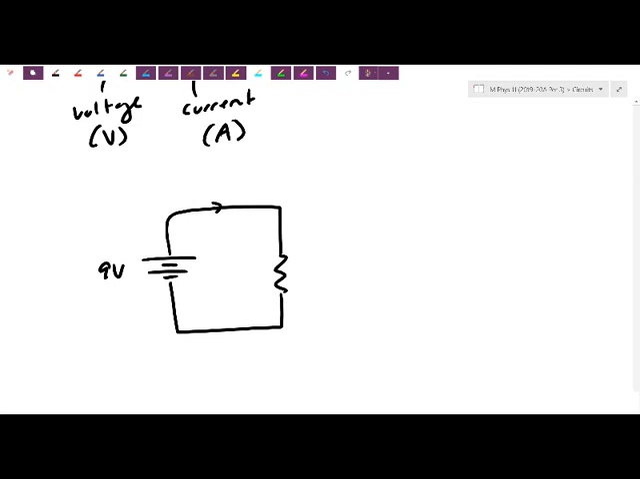So we have a 9-volt battery. The battery is supplying the voltage. Obviously, our load is supplying the resistance. And then we have a current that's ending up flowing through the wiring itself.